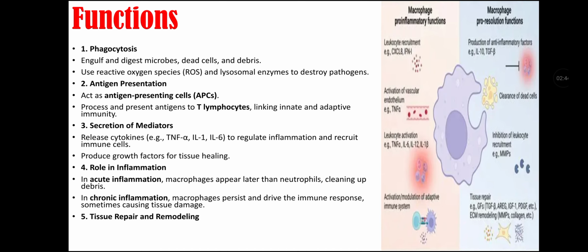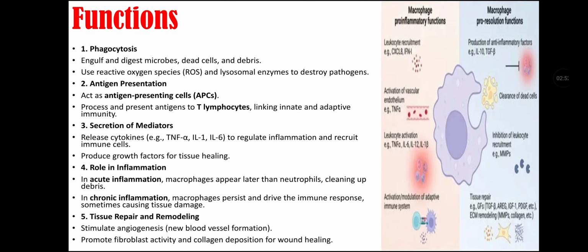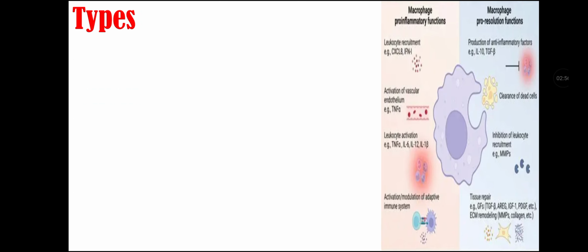Fifth function of macrophage is tissue repair and remodeling, as these macrophages stimulate angiogenesis, that is, formation of new blood vessels, and they promote fibroblast activity and collagen deposition for wound healing.